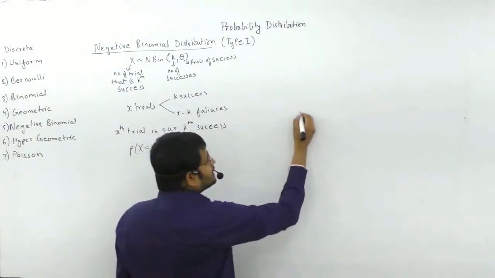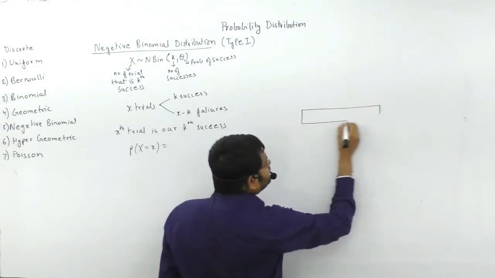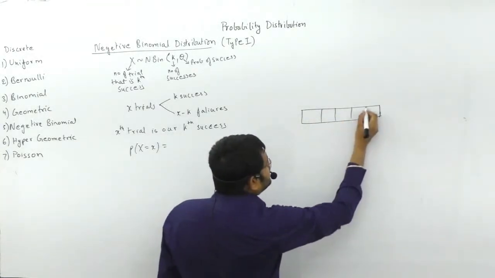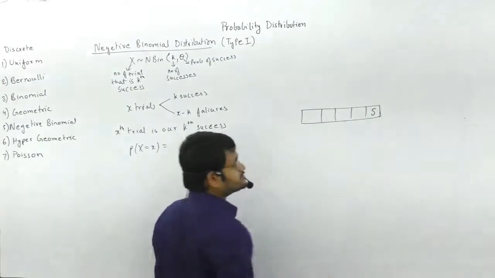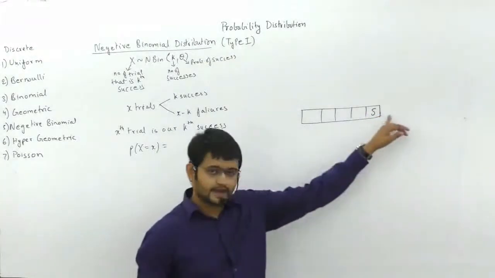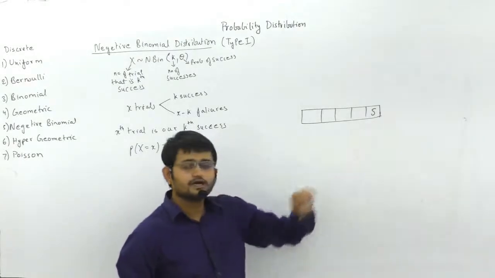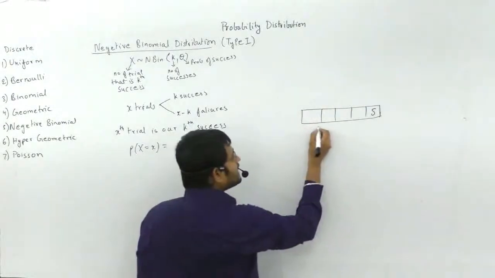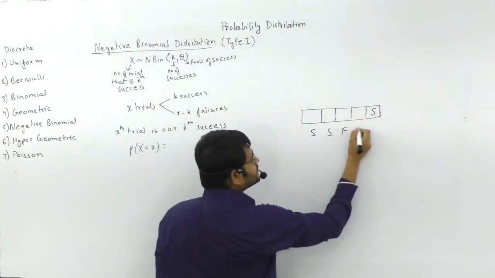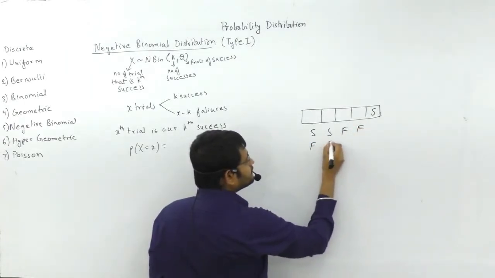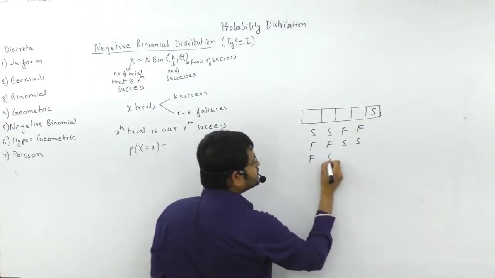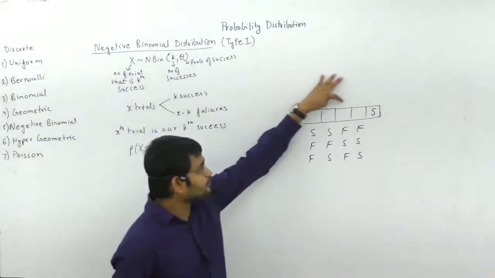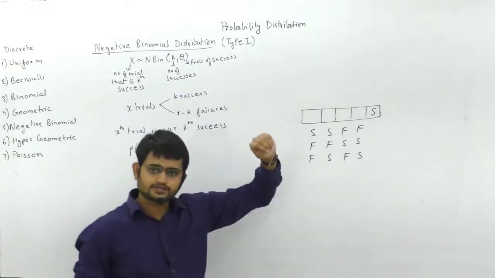Now here, if I assume that my 5th trial is my 3rd success, then this position is known: my 5th trial is definitely a success and it is the 3rd success. But what about these 4 positions? I can have success, success, then failure, failure, or failure, failure, success, success, or failure, success, failure, success, or any form. So any of these 4 trials can hold my 2 successes.